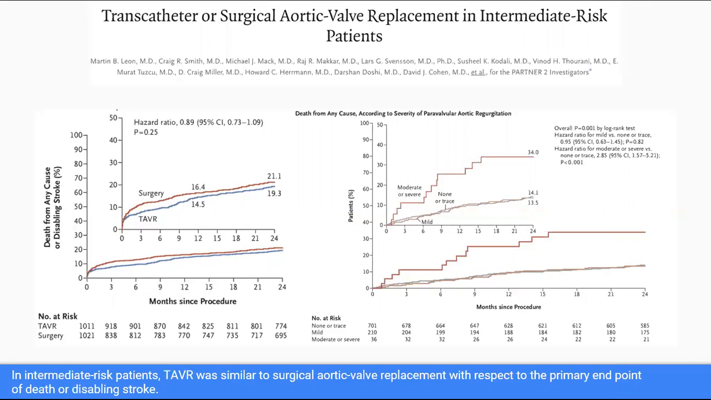These were done in patients that had intermediate surgical risk, and similar results were shown with the SURTAVI trial, which used the self-expanding CoreValve device.